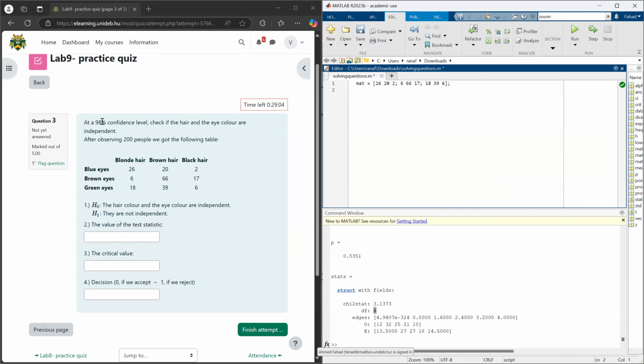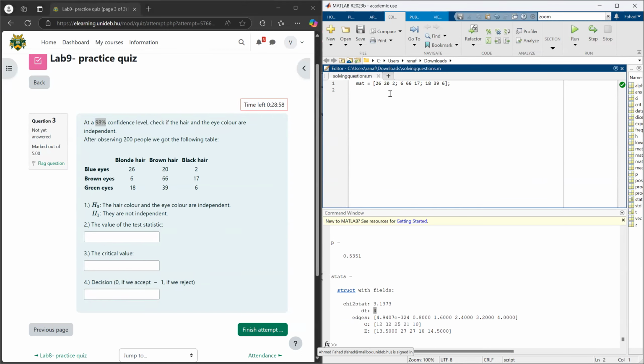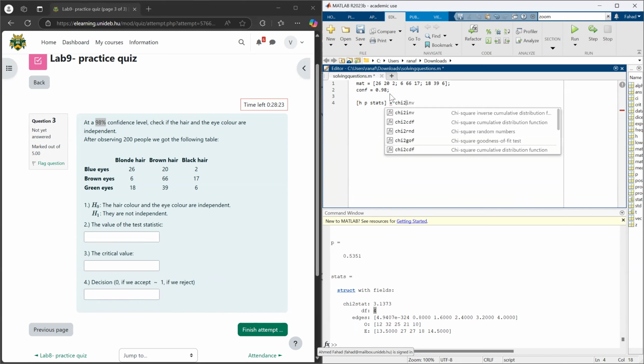And what else is needed? 98% confidence level. We need the alpha. So actually we'll need both. Confidence is 0.98. The alpha can be calculated from the confidence, so 1 minus 0.98. By the way, you can just write it directly. For this example, I'm just going to write it directly. So we have that. Now we can just do the G2cont, which by the way gives the same output as the G2 test.